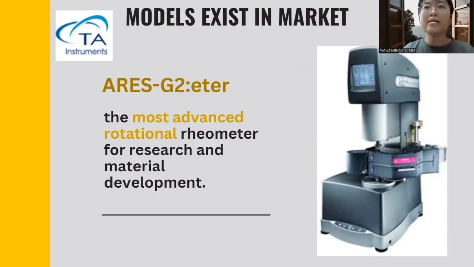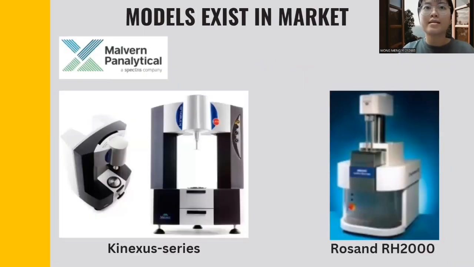And thirdly, next slide. Malvern Panalytical is a UK company that provides advanced measurements and material characterization, accelerating innovation and efficiency in R&D and manufacturing. They have the Kinexus series and the Rosand RH2000.